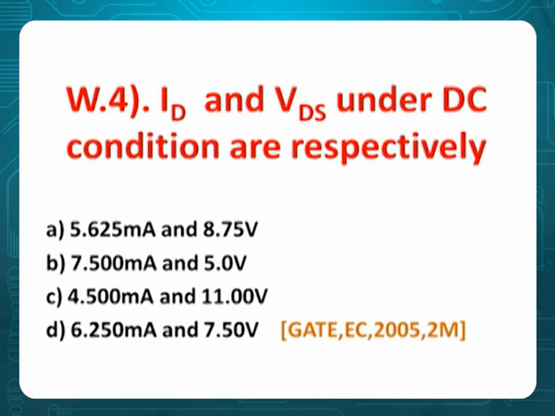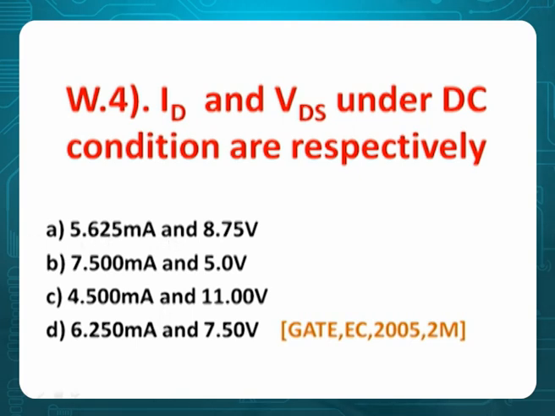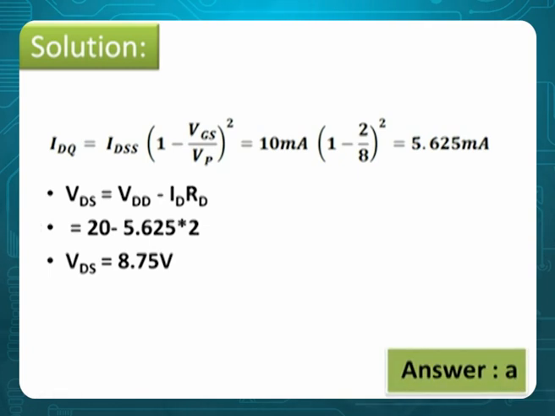Problem 4 is linked to the same question. It's common data. Therefore, find ID and VDS under DC conditions. Same circuit. Calculate these values. He gave A, B, C, D options here. We need to calculate. IDQ is equal to IDSS into 1 minus VGS by VP whole square. Standard equation, and that gives 5.625. And if you substitute, VD is equal to VDD minus IDRD, and that is 8.75. So 8.75 and 5.62. If you see here, you got the answer and the option is A.